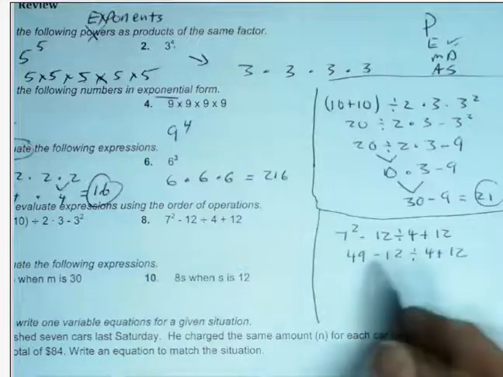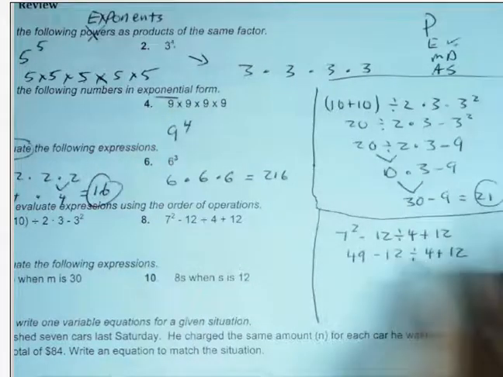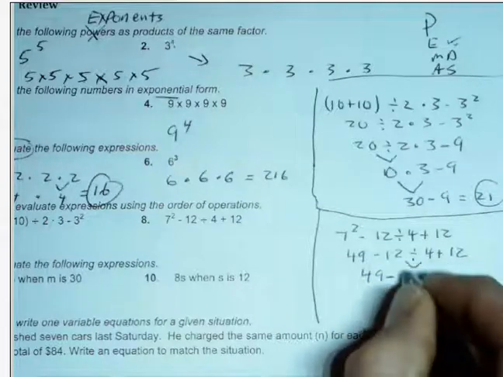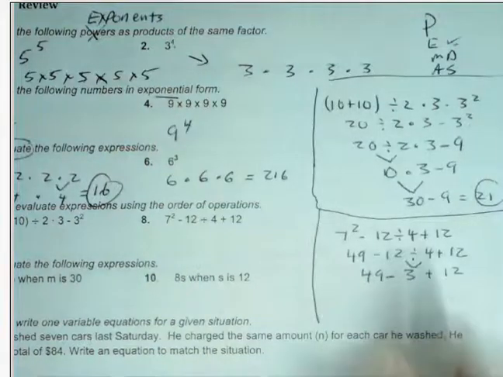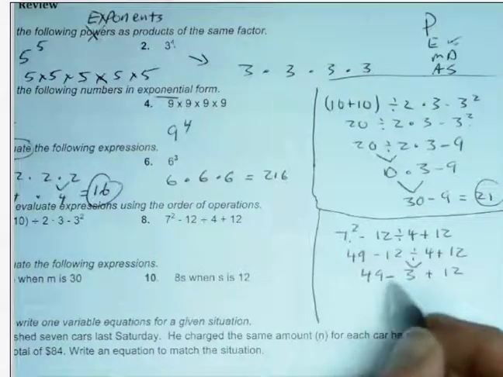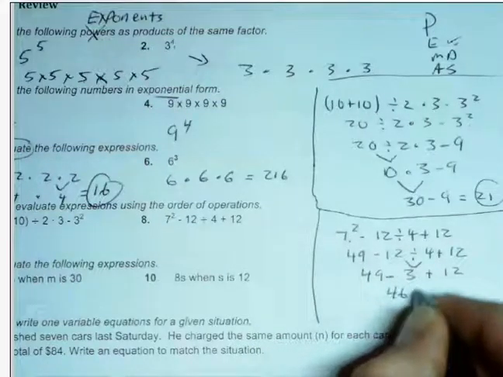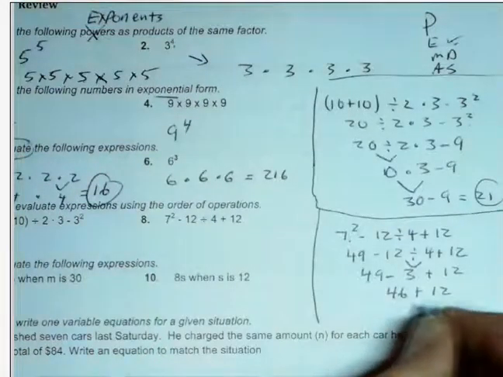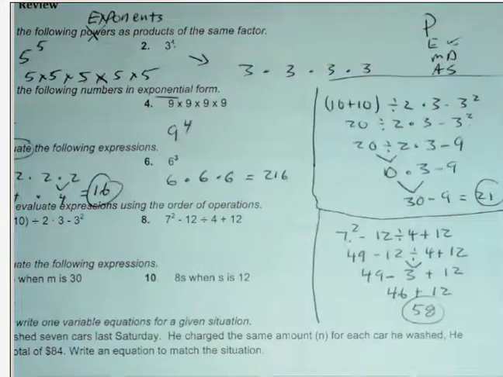Now I've got subtraction, division, and addition. Division comes first in the PEMDAS order, so I rewrite everything: 49 minus, now 12 divided by 4 is 3, plus 12. All right, double check. I did my exponent and I did my division. Now I have subtraction and addition, so I'm just going to subtract. 49 minus 3 is 46, plus 12. You can use a calculator on this one too. 46 plus 12 is 58. There's my answer for the second one: 58.